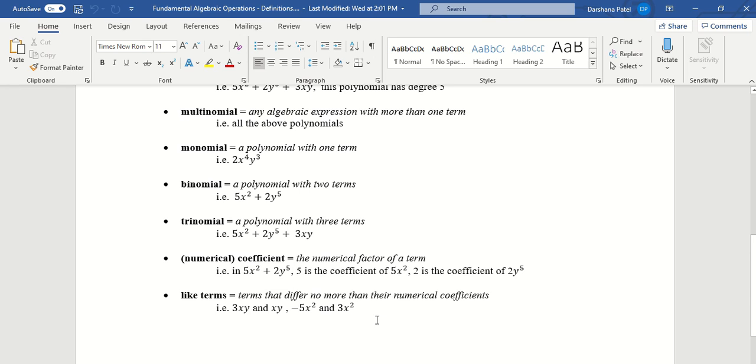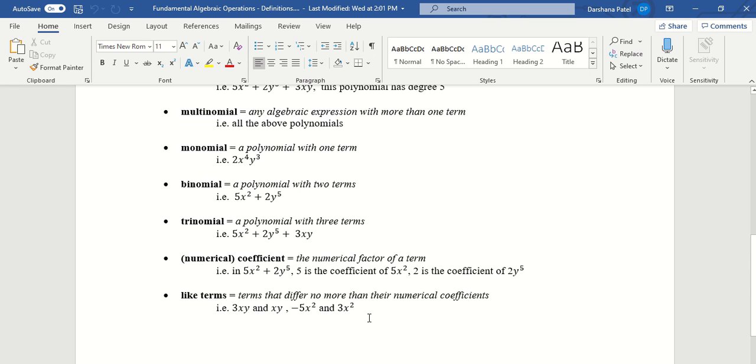Okay. Like terms, as the name suggests, are terms that differ in no more than their numerical coefficients, meaning that the numbers in front can be different. Variables should have the same exponents and be the same variables. 3xy and xy are like terms because there is one x here, one x here, one y here, one y here. The number in front, which we call the coefficient, does not matter. -5x² and 3x² are like terms.